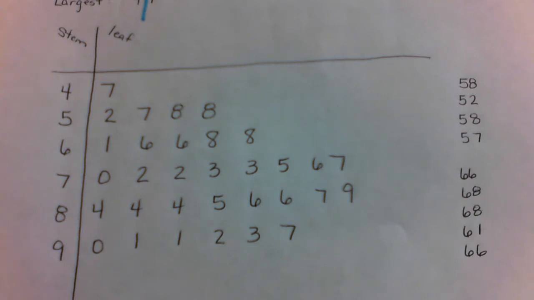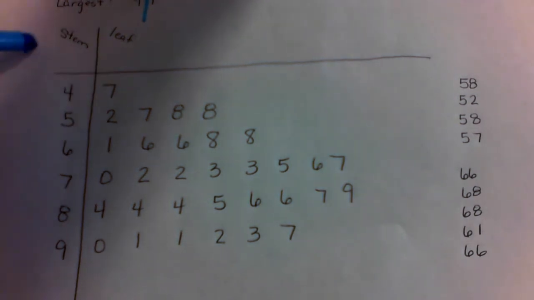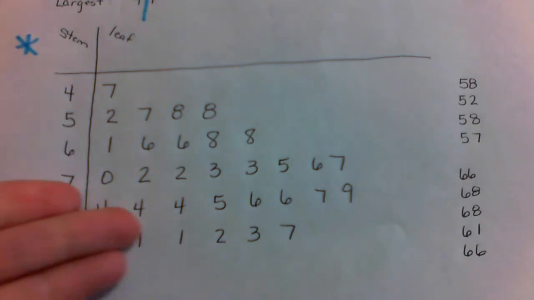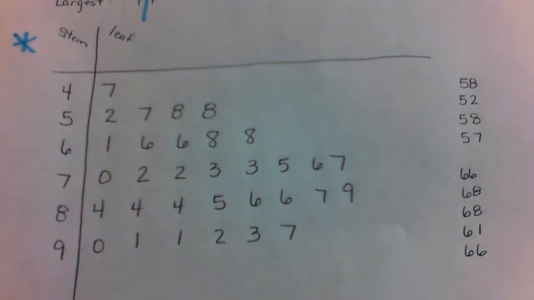Now, once you have created that, it is extremely important that you label it and give a scale so someone will know what those numbers represent. Because right now, if I looked at this and did not have the original problem, I wouldn't have any idea what these numbers represented. So when you're going to make the scale, choose any number in your set of data.